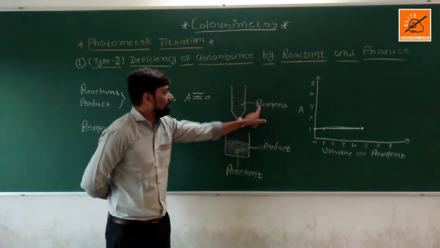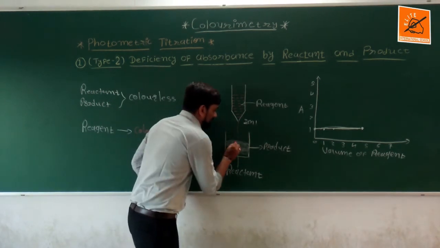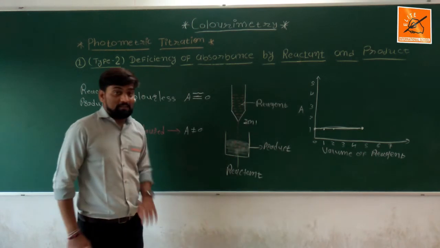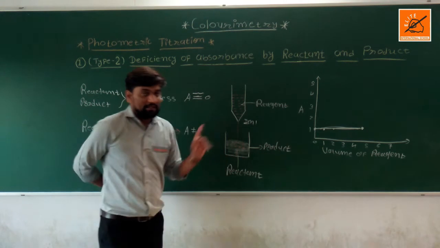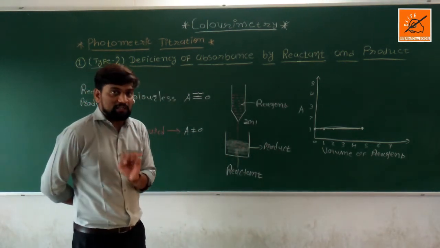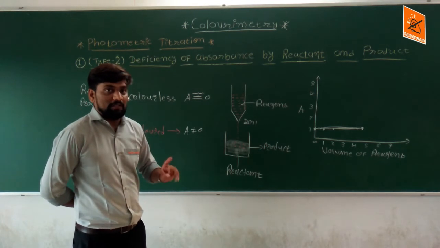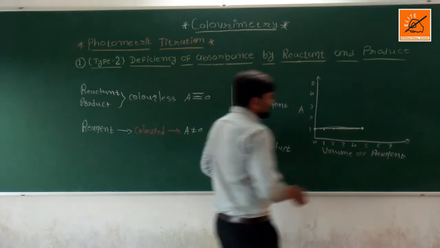Now we add 1 ml of reagent. At that time this reagent stays as it is in the flask, because now the reactant is no longer available in the flask. Now we measure the absorbance value, and at that time the absorbance value increases a little bit.